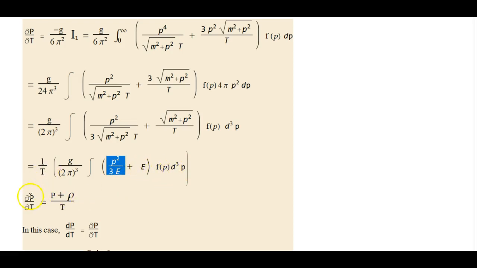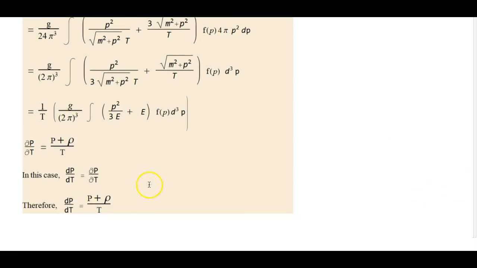So I have the partial derivative of P with respect to T equal to P plus ρ over T. And in this case, the full derivative is the same as the partial derivative. So the full derivative of P with respect to T is equal to P plus ρ over T.